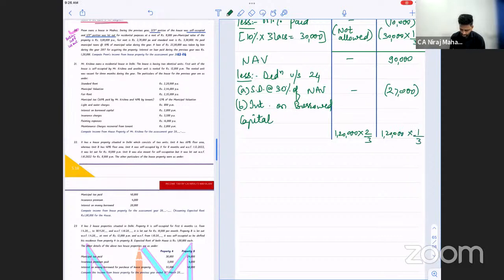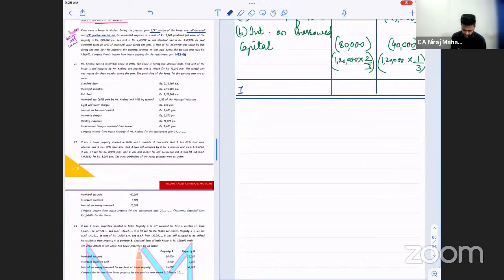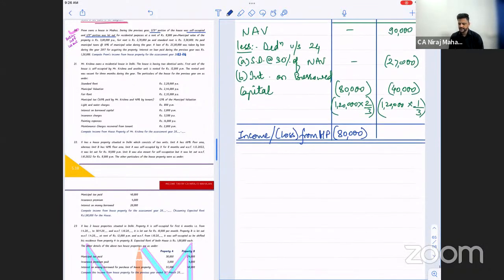I told you many times, whatever figure you write in the computation, give the explanation. Don't just write 27. What is the figure into 2/3? 80 and 40, no? Give the justification of that number. You'll have both the cases, income as well as loss, isn't it? 80, and this is how much? Let out, 23. 90 minus 27 minus 40.